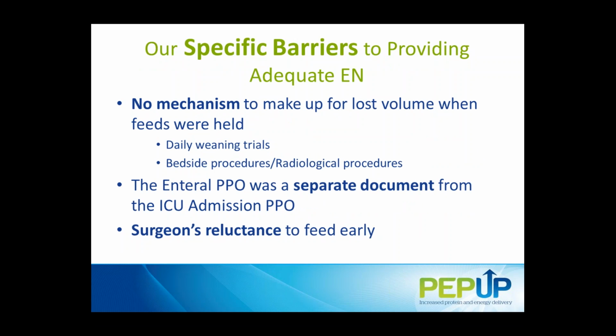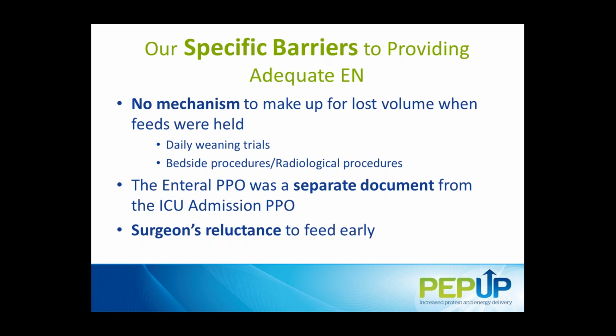From the International Nutrition Survey, we learned that our most significant barrier to providing adequate enteral nutrition was the inability to make up for that lost volume of enteral nutrition when things were held for things like daily weaning trials and bedside procedures. But it wasn't our only problem.